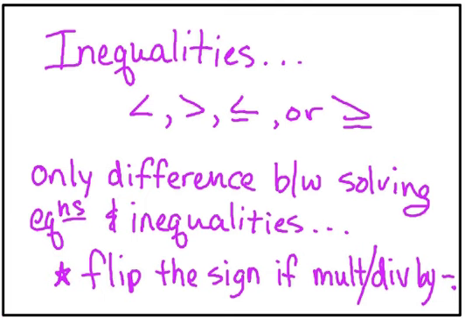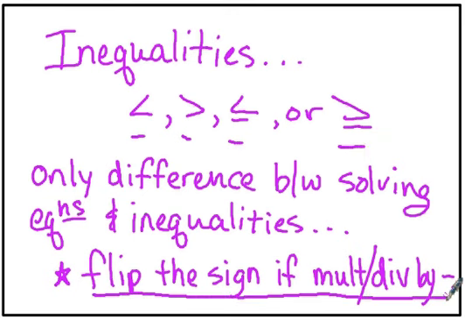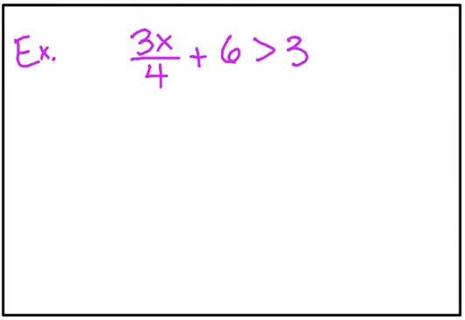Alright, moving on to the next thing. We're going to talk about some inequalities. That's whenever you have less than, greater than, less than or equal, or greater than or equal. The only difference between solving equations and inequalities is that you flip the sign if you multiply or divide by a negative. That's the only difference whenever you're solving equations and inequalities, besides your answer, which will be a little bit different.